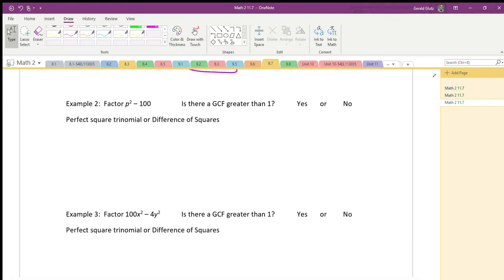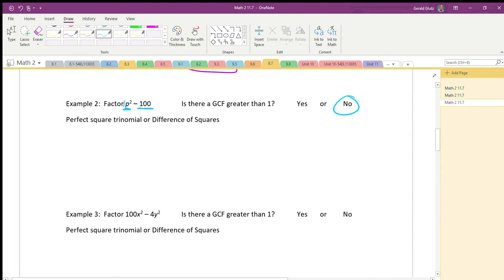All right, so example 2. I'm going to go through the rest of these a little bit more quickly than that first one. So first thing we want to check for, we got two terms. Do they have any common factors? 1 and 100 do not have any common factors besides 1, no. And both terms do not have a variable, so the answer is no.